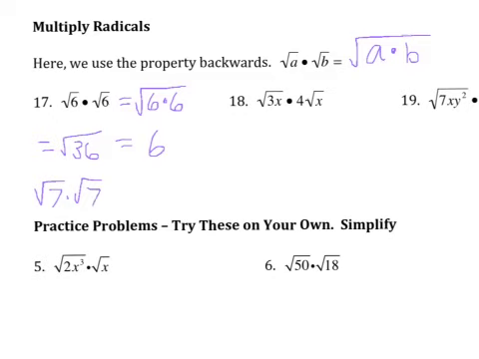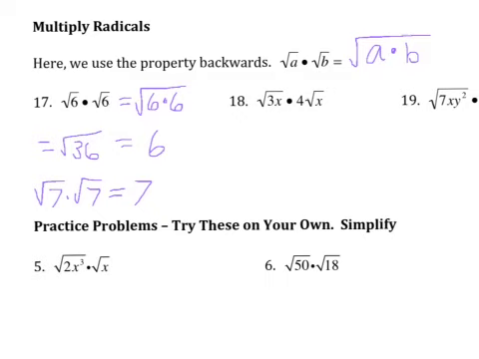If you multiply, for example, the square root of 7 times the square root of 7, that's going to equal just a regular 7. The square root of 2 times the square root of 2 will equal 2. This works for any type of square root. Let's take a look at 18.